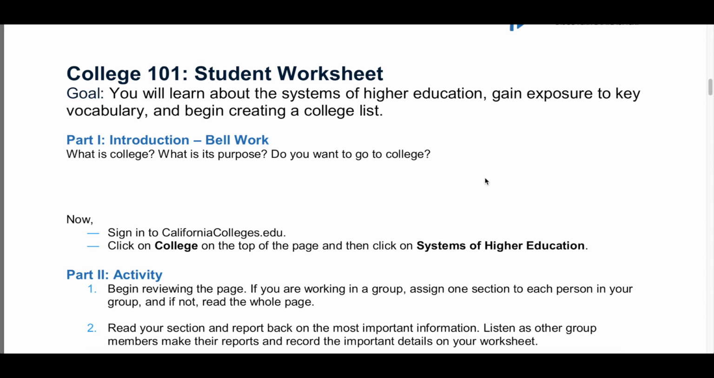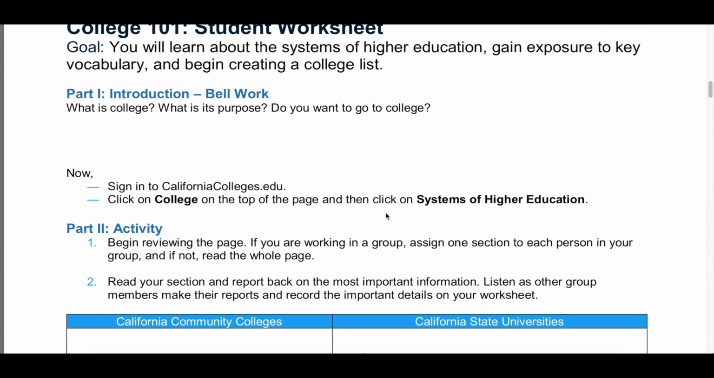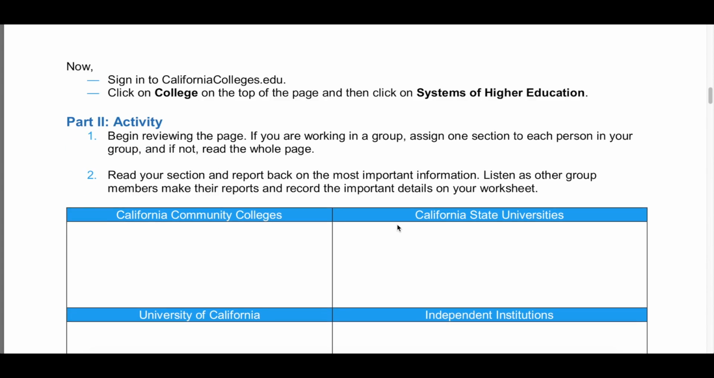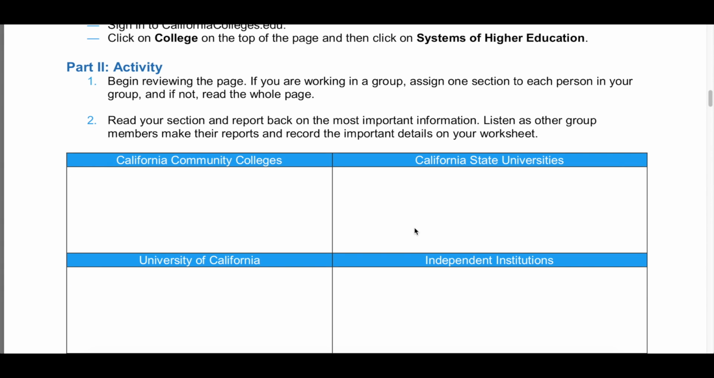But in essence, you have these three questions, just to get the tone set for the class period. So, what is college? What is its purpose? And do you want to go to college? These are great talking points to have with the kids. You can take anywhere from 2 to 5 minutes, and then we can start moving them on. It's just to get them into that headspace and to get them thinking.